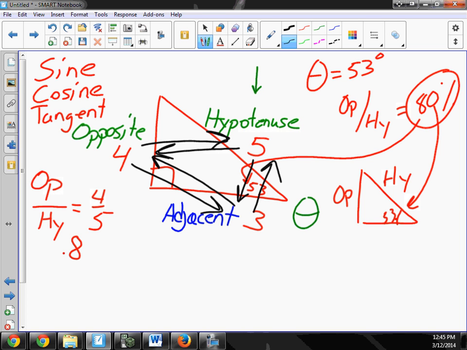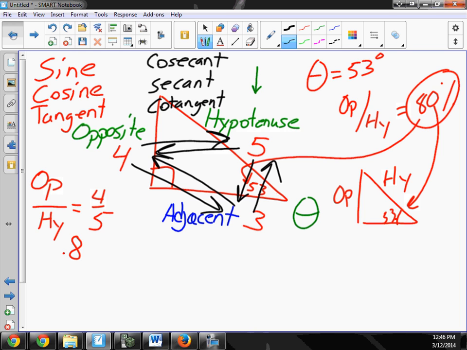So there are 6 ratios. Sine, cosine, and tangent are the most frequent, but we could do sine backwards, and we get what is called the cosecant. And the reciprocal of cosine is called the secant, and the reciprocal of tangent is called the cotangent. So all of these ratios tell you what the percentage is for that particular relationship.